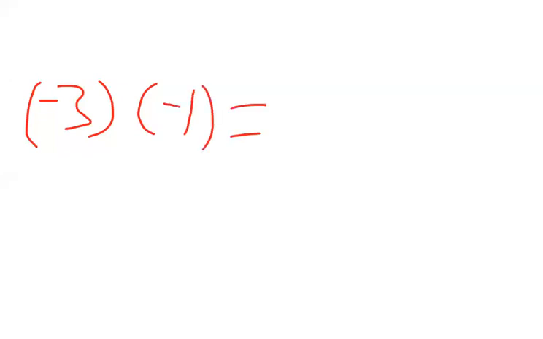Let's do -3 times -1, which is also expressible by just writing them down next to each other, which is an explicit expression for multiplication, and this just becomes +3. Negative times a negative is positive, and 3 times 1 is 3. That is one way of doing it.